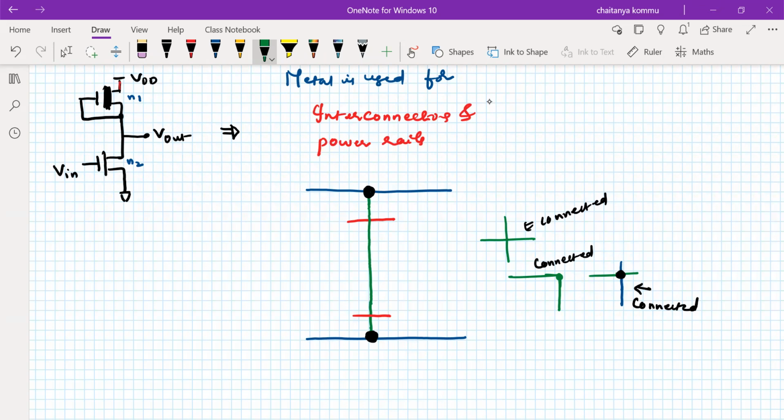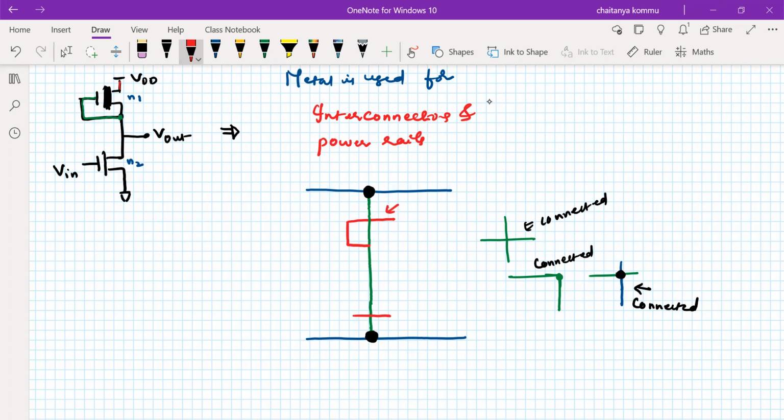Okay. Now this is how one connection is established. Another connection is the gate of this transistor is connected to the source of this transistor. That means I'm extending this polysilicon from this point to this point. Observe carefully here, one point. Whenever a red line is crossing the green line, a transistor is formed.